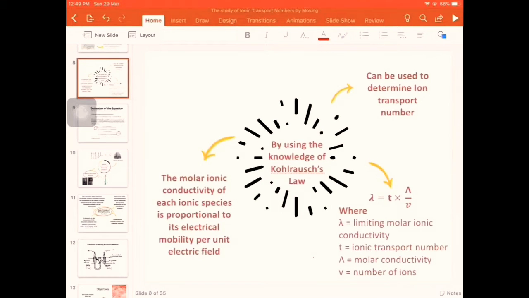We go to the next slide, and as in the previous discussion, we already discussed the movements that can relate to the conductivity. Hence, there is a new term that needs to be related, which is electrical mobility per unit electric field. In principle, the movement of ions is related to the molar conductivity, and the movement of the ions occurs in a thermally induced motion called diffusion. Therefore, as the electric field is applied, the ions start to migrate. It will then influence the molar conductivity.